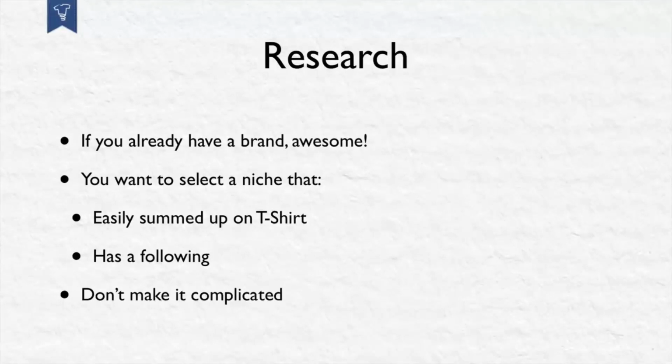So you want to select a niche or an idea for a shirt that can easily be summed up on a t-shirt. You don't want to make it a full sentence on a t-shirt. That's too much. You want to keep it to a maximum of 5 words. And if you can keep it to 1 or 2 and explain what you're talking about, then that's even better. A t-shirt is designed to be read and recognized instantly. So you don't want to read a whole paragraph of text. You want the t-shirt to have a following. These are the t-shirts that are going to do the best.